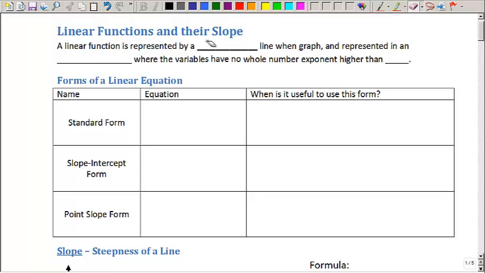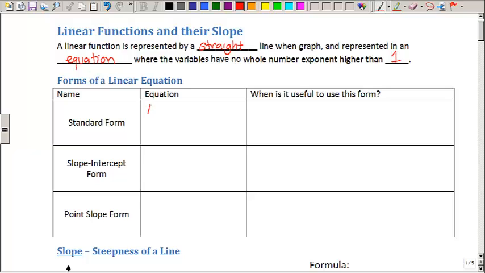Okay, this lesson is titled Linear Functions and Their Slope. A linear function is represented by a straight line when it's graphed, and represented by an equation where the variables have no whole number exponent higher than 1. There are three forms of the linear equations that we're going to be looking at today.